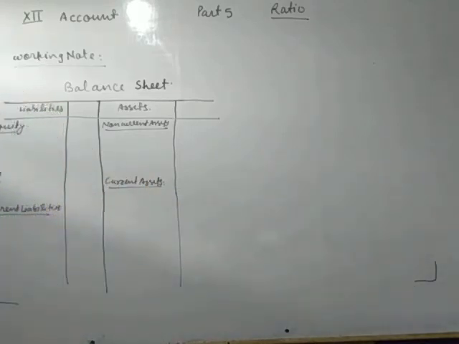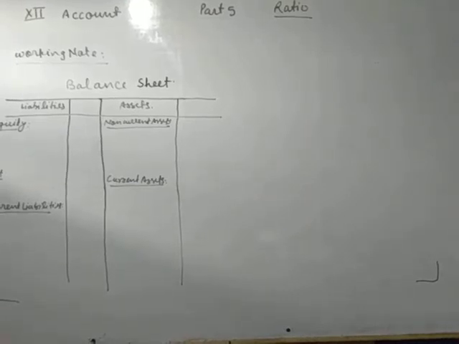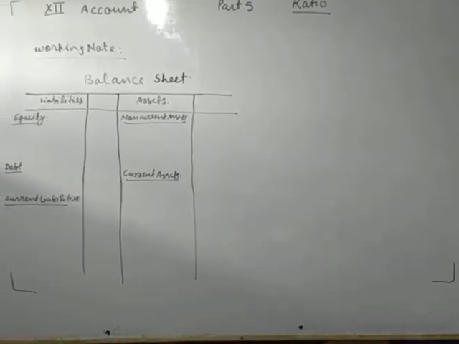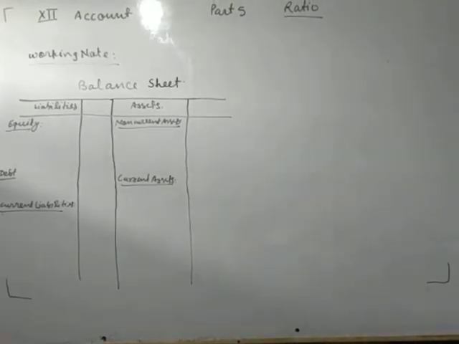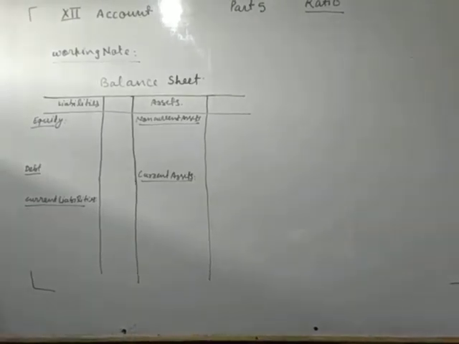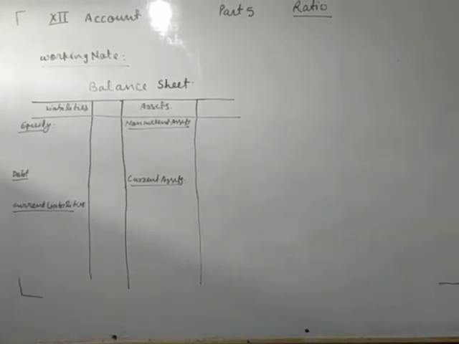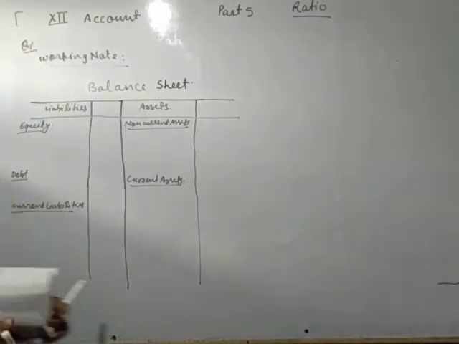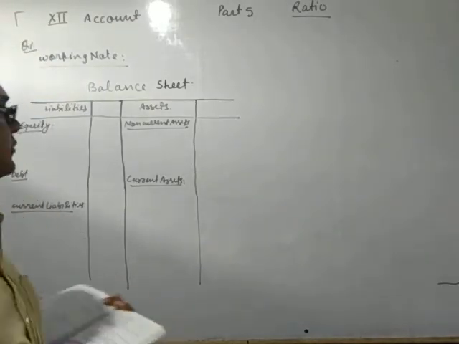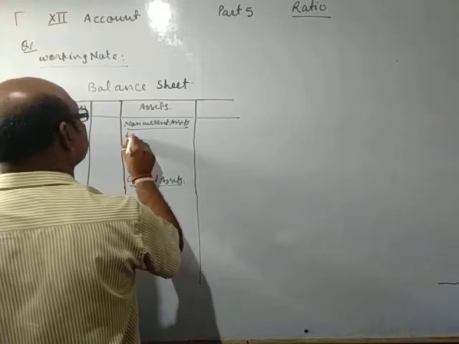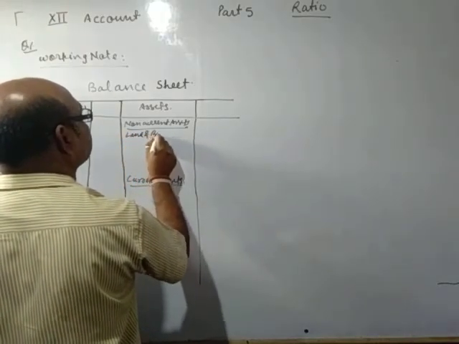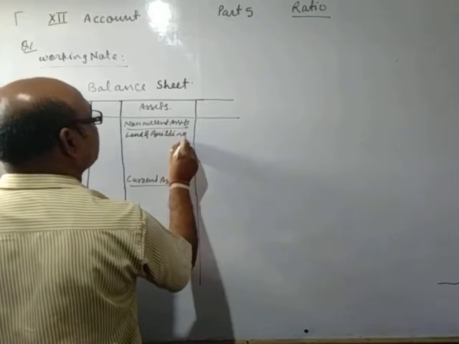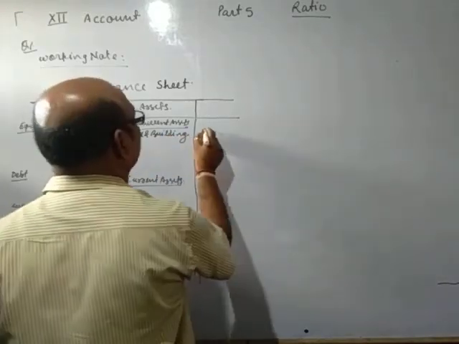So this balance sheet you will draw first. First we will draw this balance sheet. Now see question number 1, how we will fit the data. Land and building, this is non-current assets, 5 lakhs.